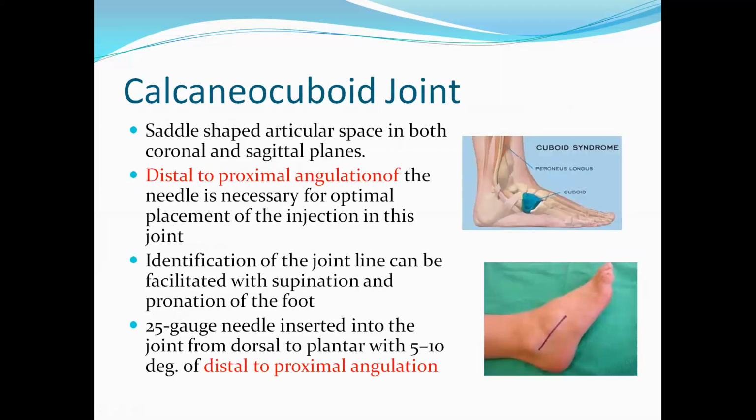And the last joint is the calcaneocuboid joint. This has a saddle-shaped articular space in both the coronal and sagittal planes, and the needle is inserted with a distal to proximal angulation. This is necessary for optimal placement of the injection in this joint. Identification of the joint line can be facilitated by supination and pronation.